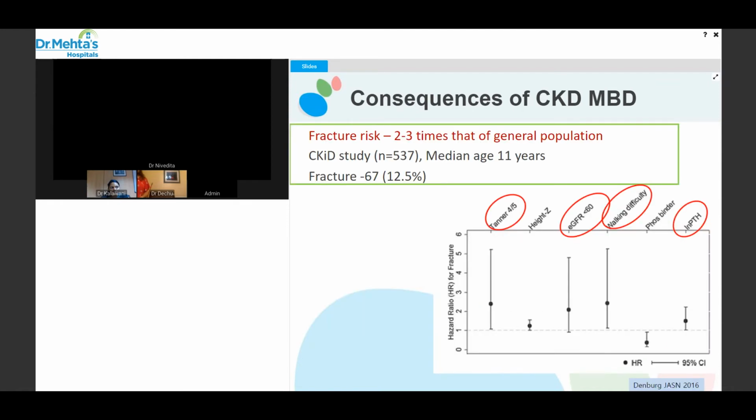The fracture risk, which we saw in the CKID study, was 2 to 3 times that of the general population. Tanner stage of 4 and above, eGFR less than 60, difficulty in walking, and parathyroid levels were the most common risk factors. The only protective factor was the presence of a phosphate binder, and more than 80% of these children were on calcium-based phosphate binders.